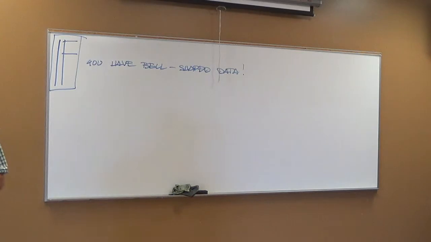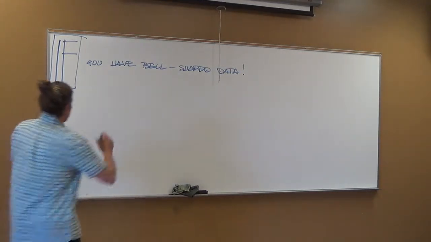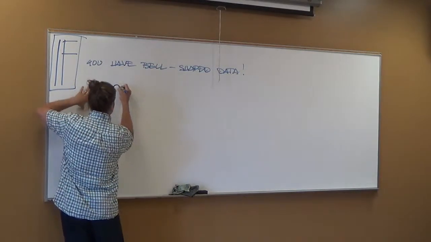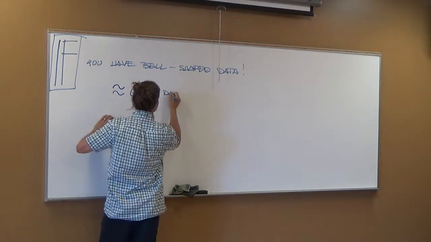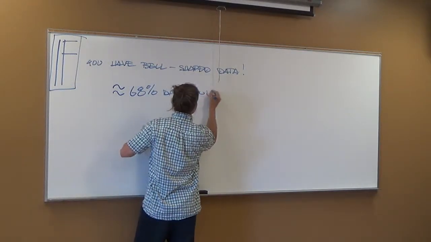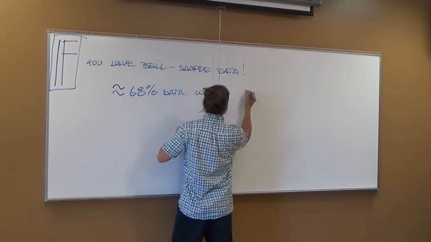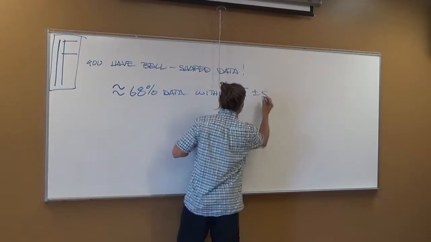So when you have bell-shaped data, which does happen quite a bit in the world, we'll study that more and more as we go through this class, the reason you do the happy dance statistically is you get some stuff for free. Okay? So roughly 68% of your data is within one standard deviation, x bar plus or minus s.